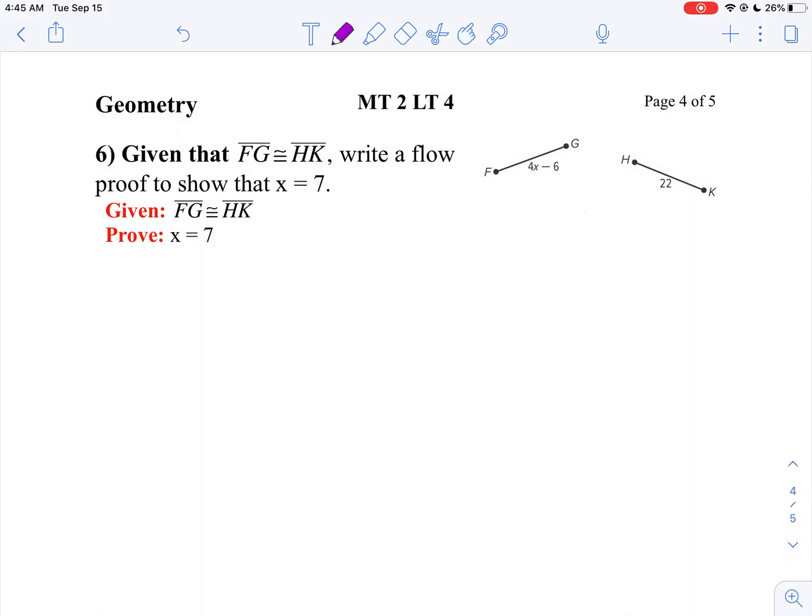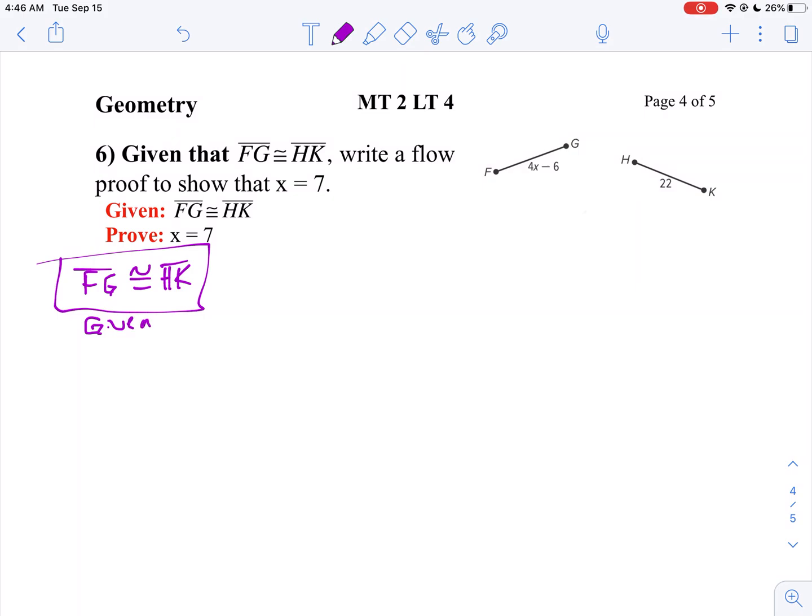So just like any proof, we start with the given. Now we have 3 givens here. 2 of them are in the picture. One of them actually says given on it. So our first given, we're going to say segment FG is congruent to segment HK. And when you do a flow proof, you put your statement in a box, and just beneath the box, you write down the reason. So our reason here is going to be given.